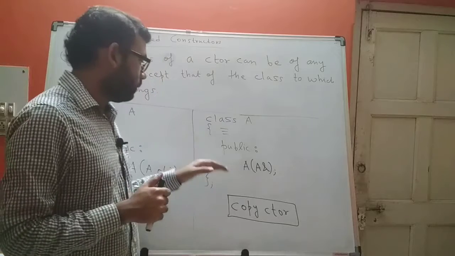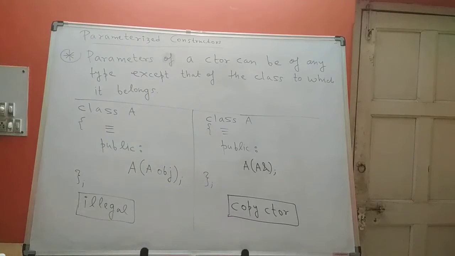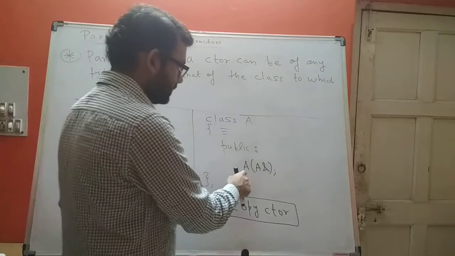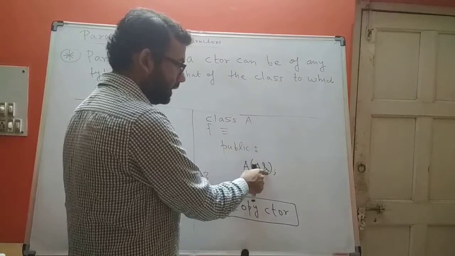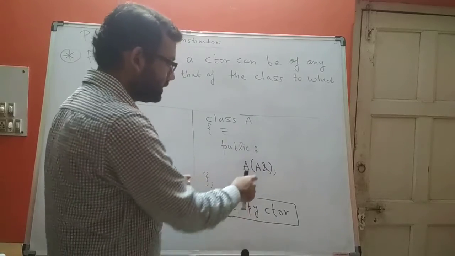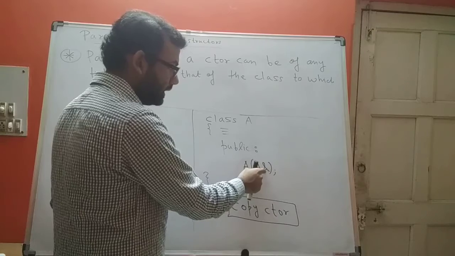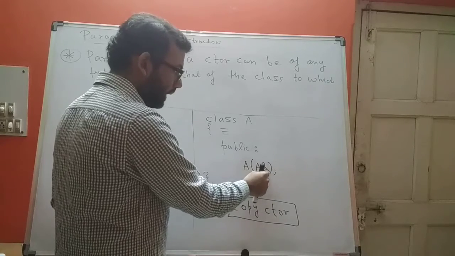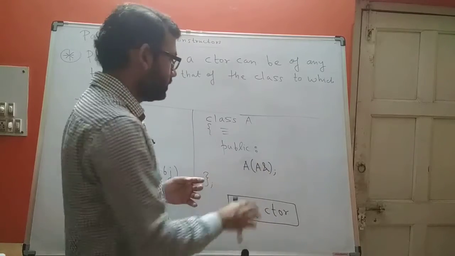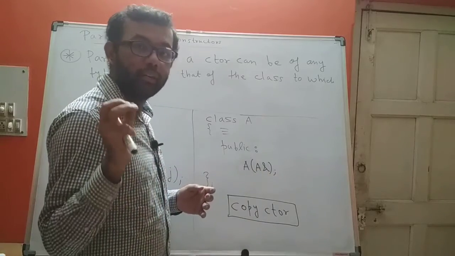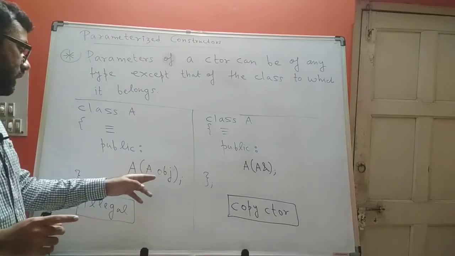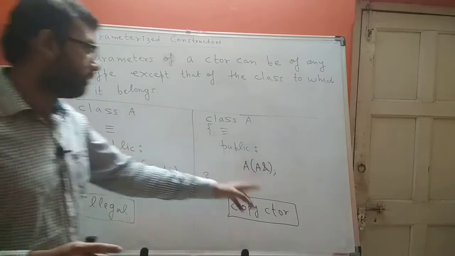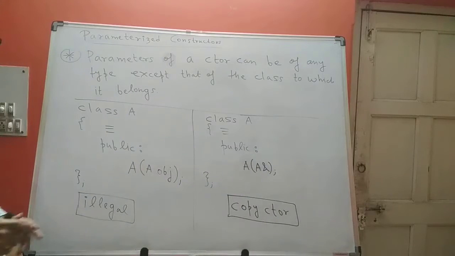And what is allowed? A constructor is allowed to accept a reference to its own class as the parameter. See, this constructor A is accepting a reference to its own class. How am I saying that it's accepting a reference? Because it's written with an ampersand. The data type followed by an ampersand means that it is a reference type. So a constructor is allowed to accept a reference type of the class itself. That is allowed, but it cannot accept the type of the class directly.